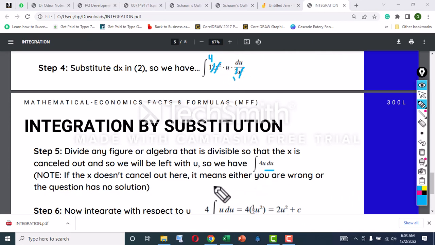4u du. But note, if you see that x do not cancel out, it means either you are wrong or the question has no solution. There are some situations like that where you have to conclude that the question has no solution, because x is not cancelling out. After they cancel, there's still x here. And you want to differentiate with respect to u, you don't want x to show at all. So it simply means you don't have a solution.